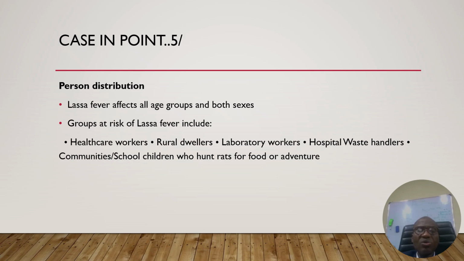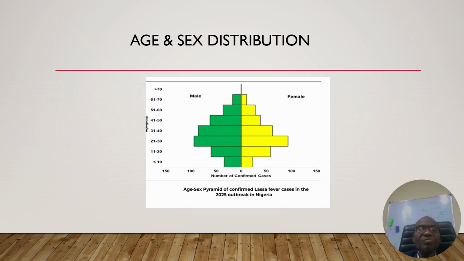Community school children who hunt rats for adventure or for food are at risk. The infection may not be from the rats themselves, but the process of handling the rat and actually dissecting the rat to roast it or to cook it might be the primary source of infection. This just shows the age and sex distribution of Lassa fever; both male and female are equally at risk or affected.